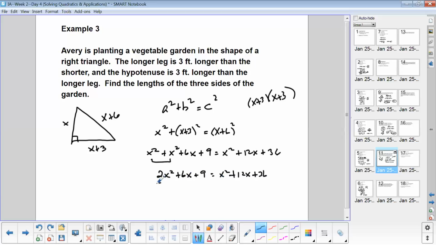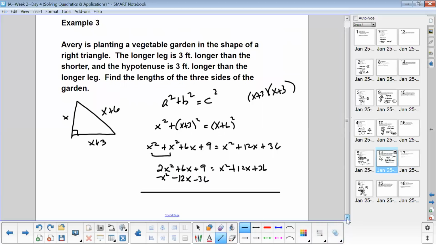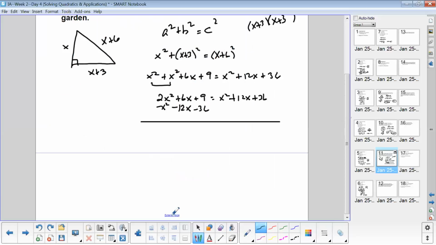So I'm going to subtract x squared. I'm going to subtract 12x, and I'm going to subtract 36 from both sides. And what I would get is x squared here, negative 12x here, and negative 27 here. And of course, I subtracted all of those, so that all goes to 0. Since a is 1, that's nice. So you're thinking of factors that multiply to give you negative 27 and add to give you negative 12.